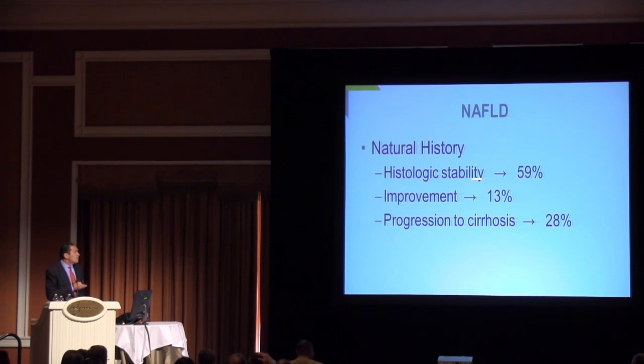liver, histologic stability is going to be in the majority of them, 59%. Actually, some of them are going to have some histologic improvement, but what is worrisome is that 28% have the chance of progressing to cirrhosis of the liver.